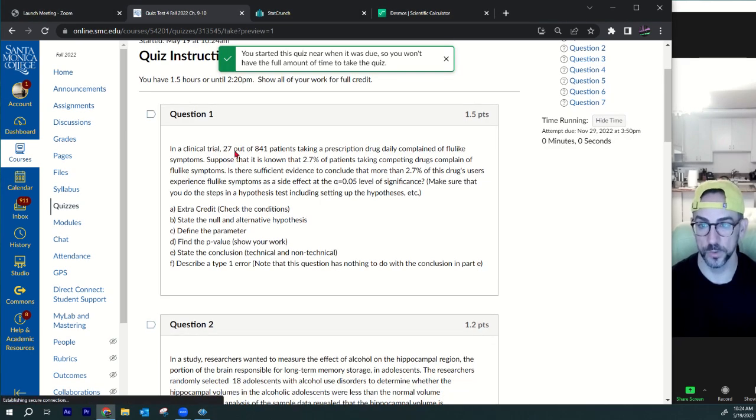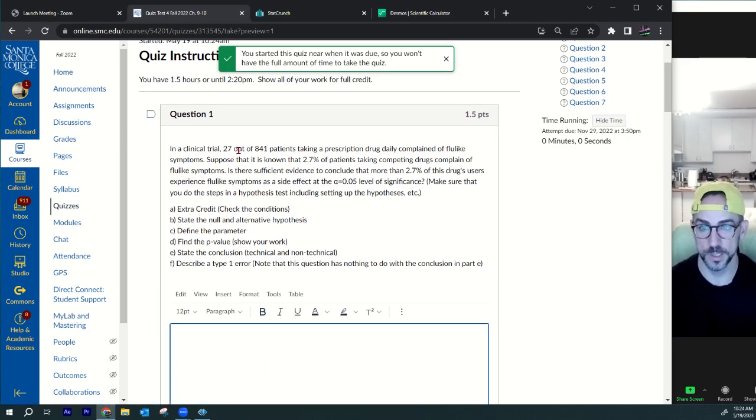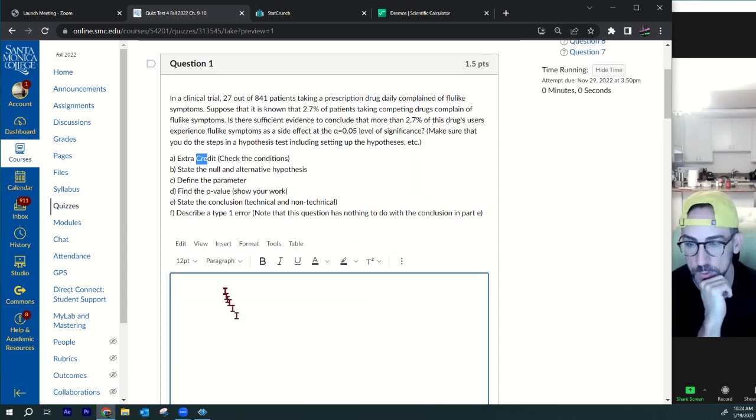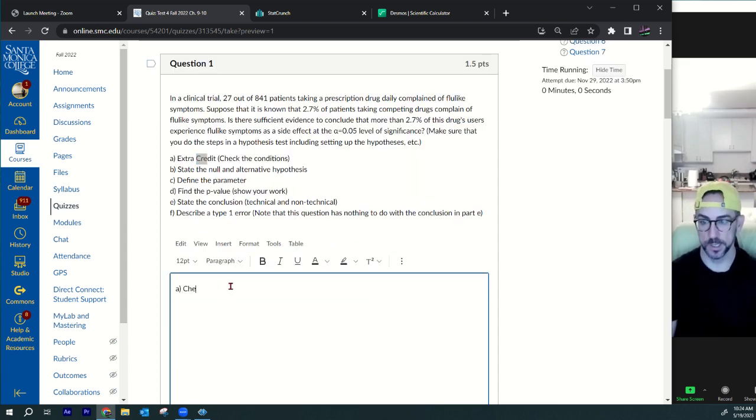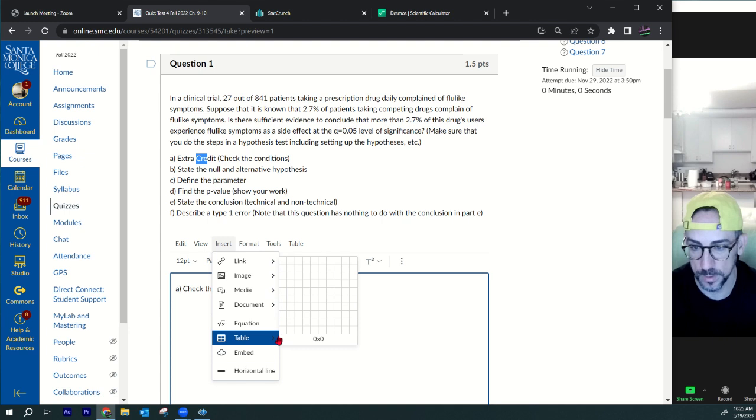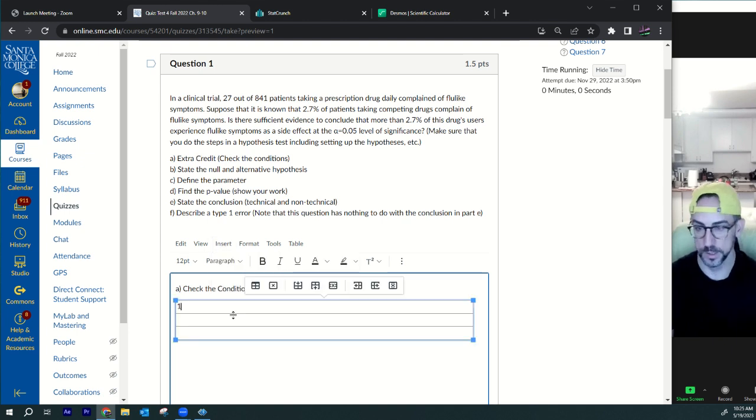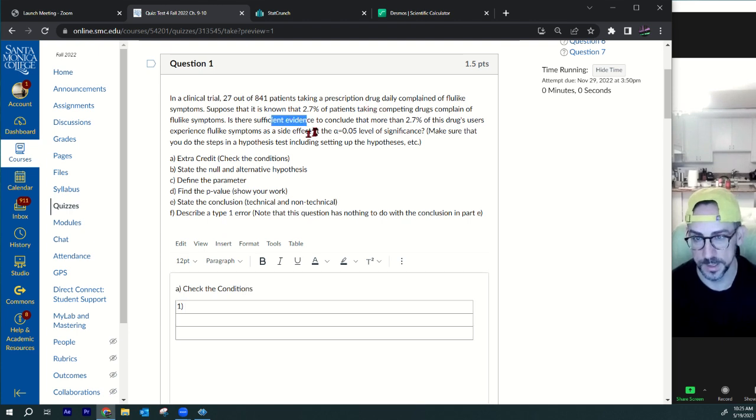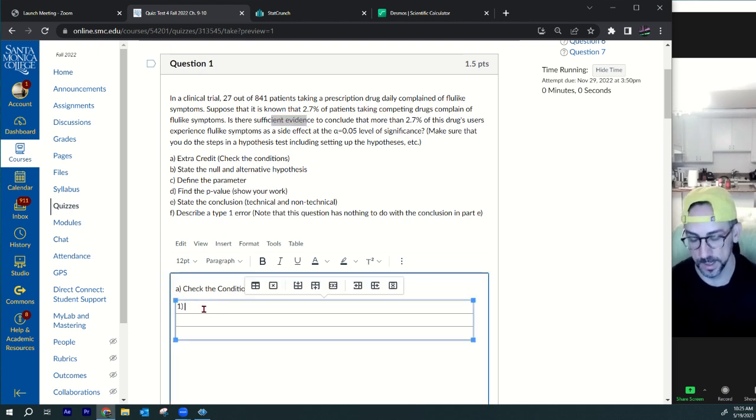All right, in a clinical trial, 27 out of 841 patients taking a prescription drug. How should we do this? Let's do it like this. Let's say A, check the conditions, and then I'm going to insert a table with 3. We'll just say condition 1. Does it say it's a simple random sample? I don't think it says it's a simple random sample, so we'll say it's reasonable to assume that the 841 patients are an SRS.